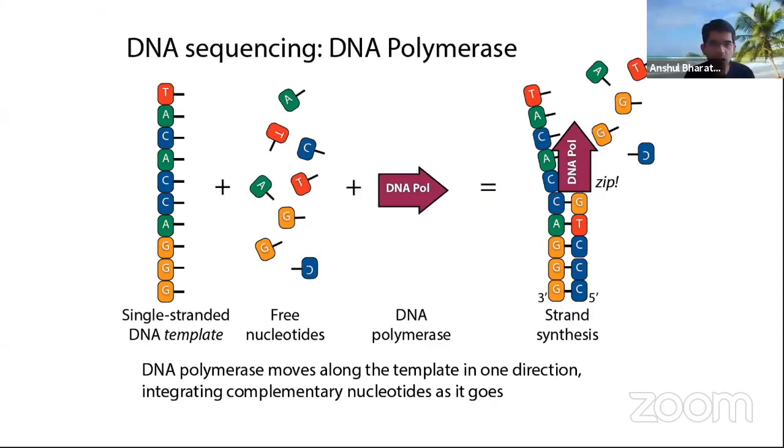This is called sequencing by synthesis. The way it basically works is, DNA is a double-stranded polymer, right? So it has two strands, and they are complementary, which means the A's pair with the T's and the C's pair with the G's. So if you take one of the strands and you strip the other strand off, and you have a bunch of free-floating nucleotides, these A's, C's, G's, and T's, let's say the different colors.